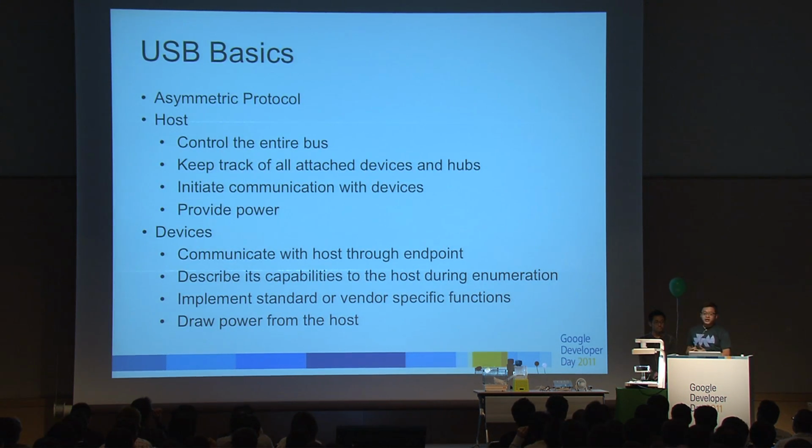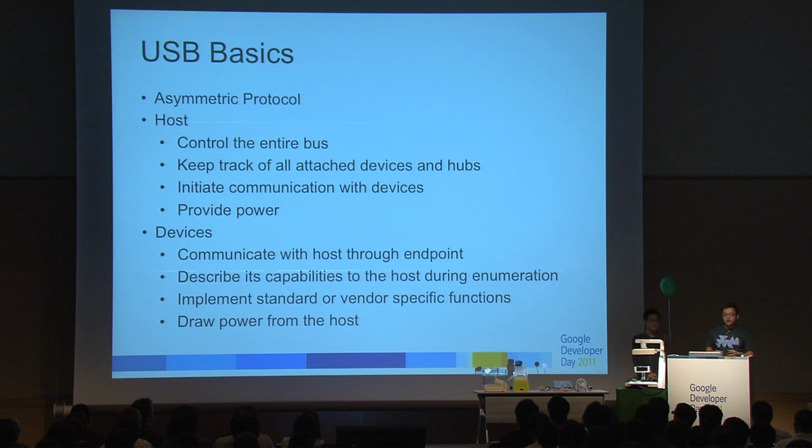So USB is an asymmetric protocol. So what that means is there's always a host and then a whole bunch of devices. So the host actually controls the entire bus, and it also keeps track of all the attached devices and hubs. In USB, sometimes if you add multiple devices that your adapter couldn't support, you can add additional hubs, and that's what a hub is. And then the host will initiate all the communication with the devices. And more important, it provides power to the devices.